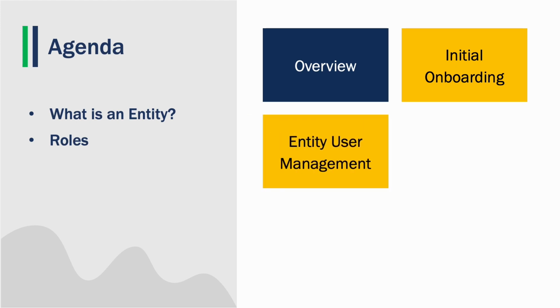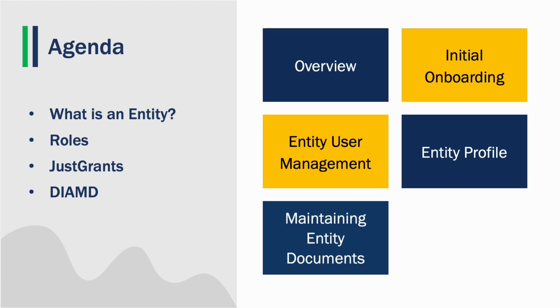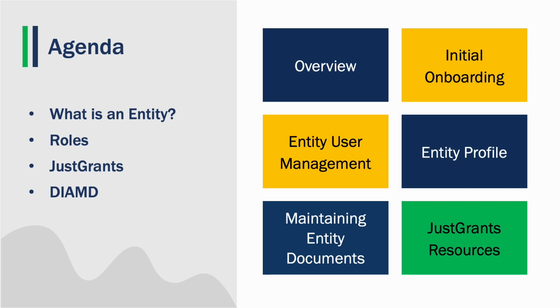We will discuss entity management specifics such as entity user management in both JUST grants and the Digital Identity and Access Management Directory, or DIAMOND system. We will also review specifics about managing the entity profile, entity users, roles, awards, and assignments, and provide direction for managing planned and unplanned changes to the entity administrator role. We will then review some of the entity administrator tasks when it comes to maintaining and managing entity documents. Finally, we will show you where to find additional resources and assistance as you navigate SAM.gov, DIAMOND, and JUST grants.